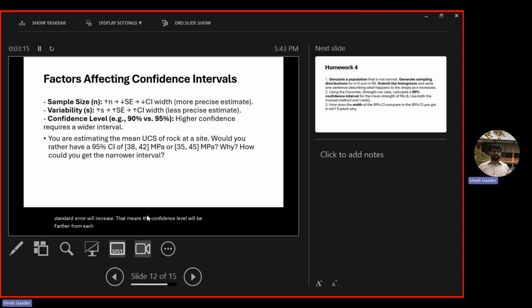And if you increase the interval size, obviously the values will be far from each other. This is 90%, this is 95%. So these values will have more interval. So you can check one by one.